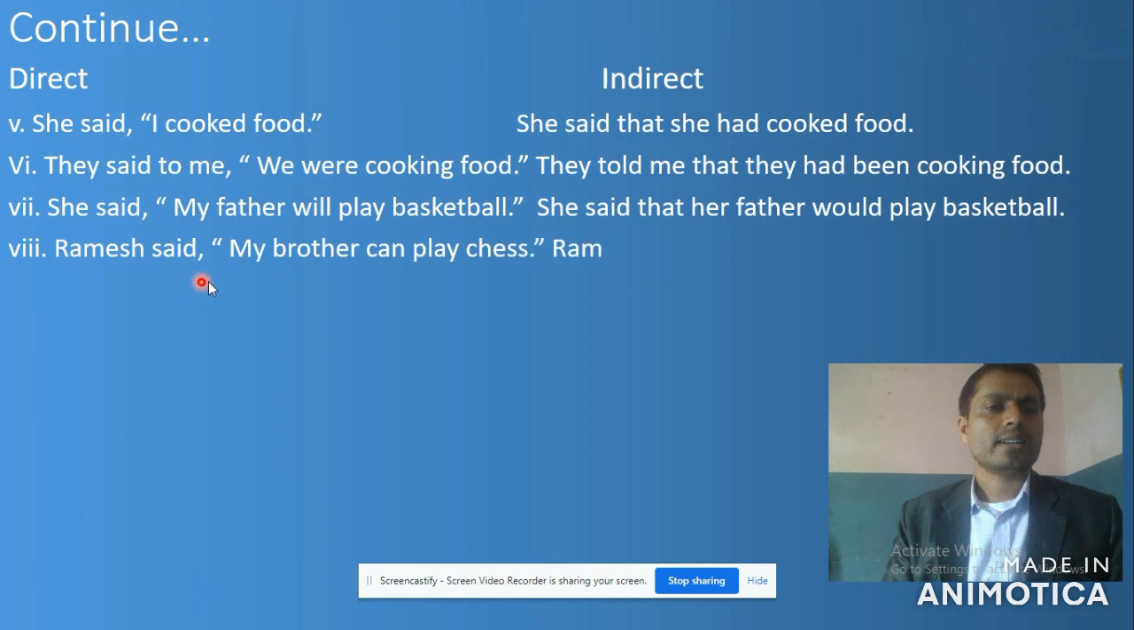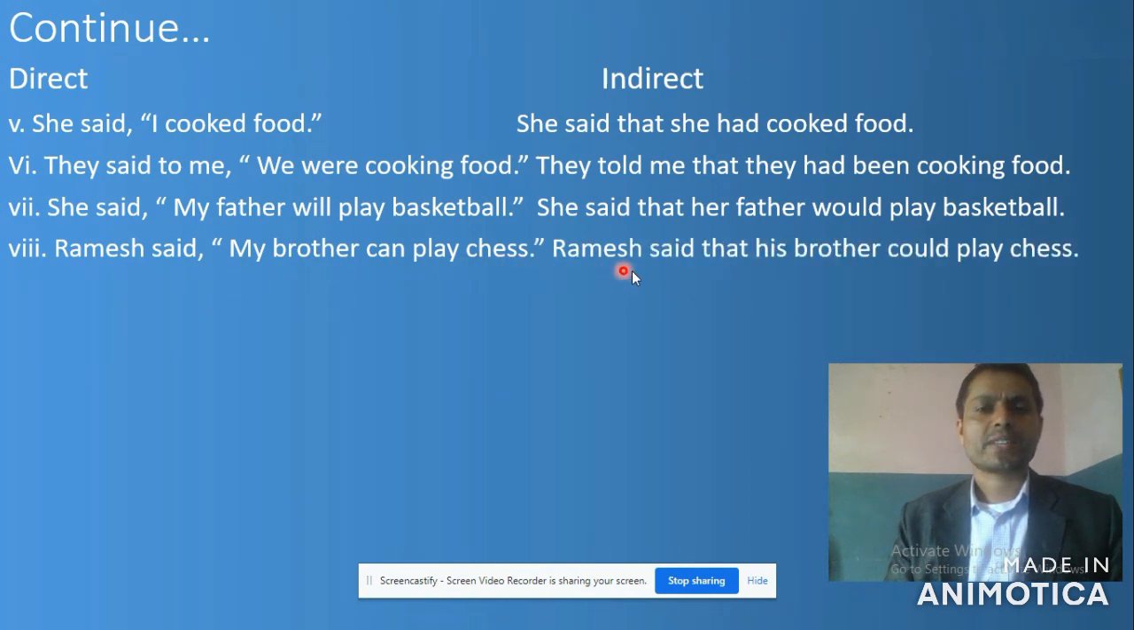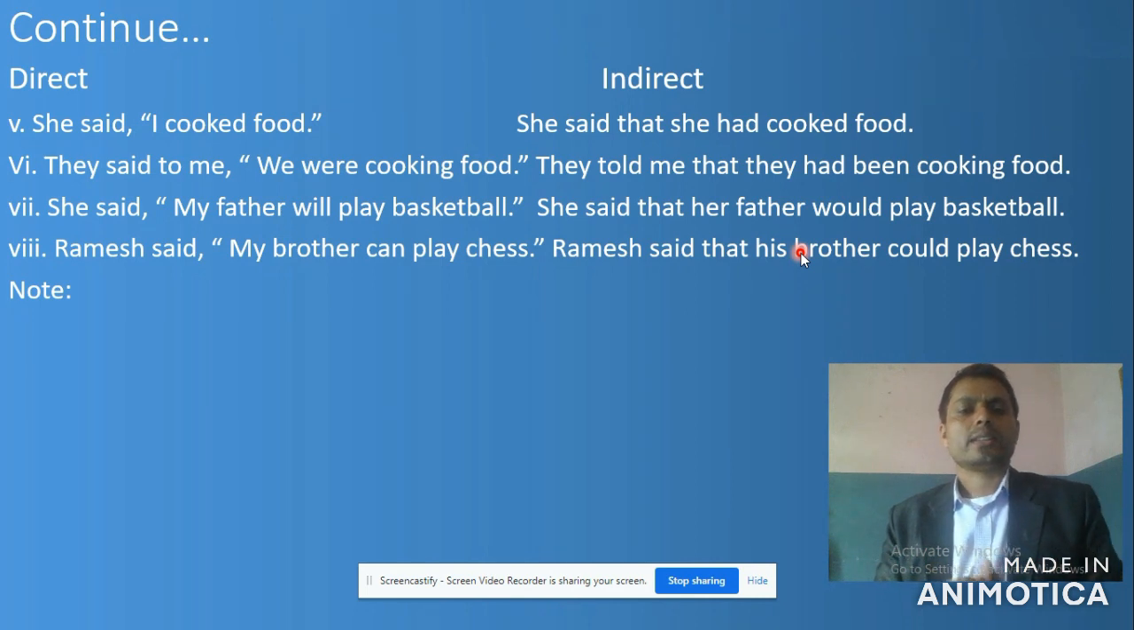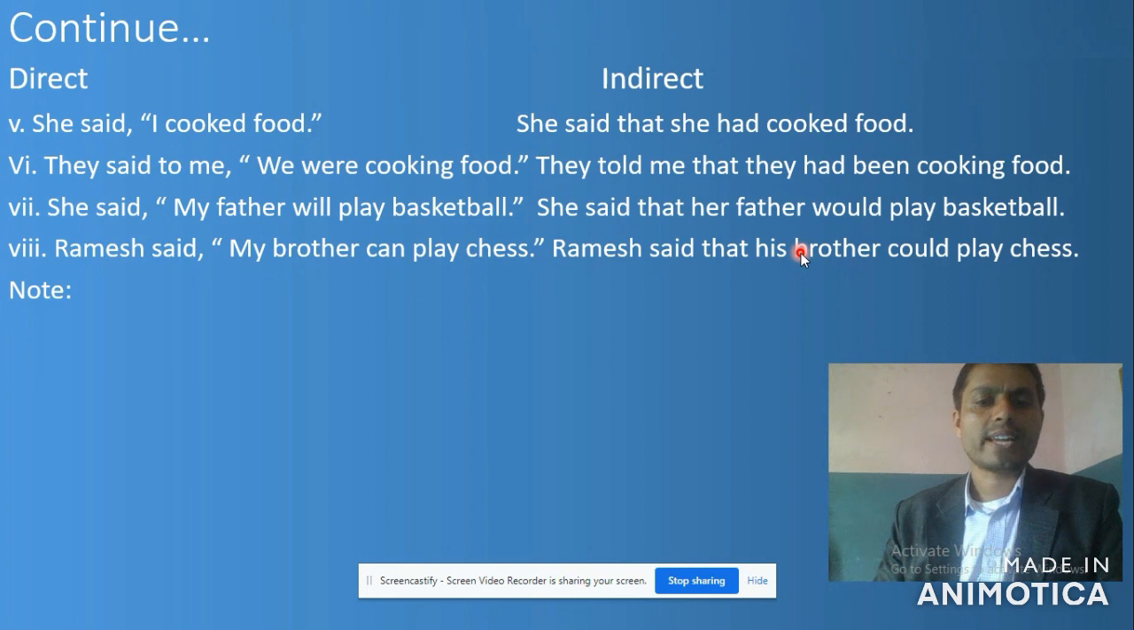Now the next example sentence also. Ramesh said, "My brother can play chess." It's indirect speech. Ramesh said that his brother. Here, "my": according to the subject, we have to change its pronoun. So it becomes what? "His". Ramesh said that his brother can. "Can" becomes what? "Could". His brother could play chess. Right? This is how we change from direct to indirect. Got it? Now the most important thing that you have to remember is here under the note.